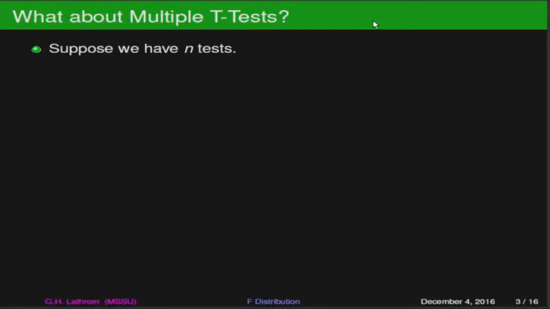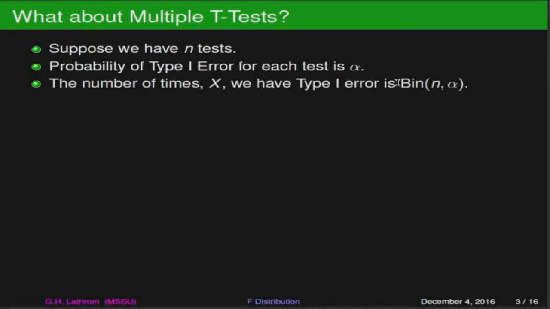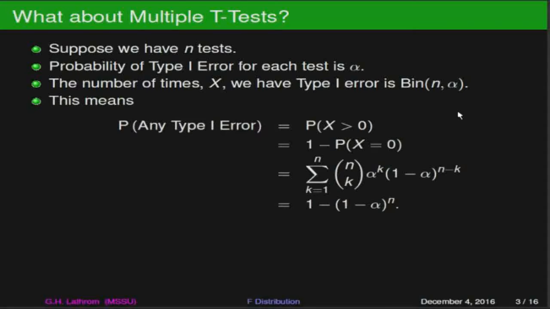So suppose that we have a total of n tests that we are going to do. Now we've got the probability of type 1 error for each test being a value of alpha. And so the number of times x that we have type 1 error has a binomial distribution with parameters n and alpha. Well, that means that the probability of any type 1 error at all occurring anywhere is going to be 1 minus (1 minus alpha) to the n.